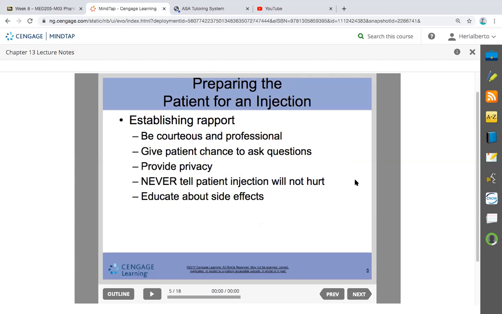Preparing the patient for an injection. First thing, establishing a rapport. Be courteous and professional. Give the patient a chance to ask questions. Provide privacy. Never tell the patient the injection will not hurt. Educate about the side effects. And try to engage professionally with the patient so the patient can feel comfortable and protected and secure.